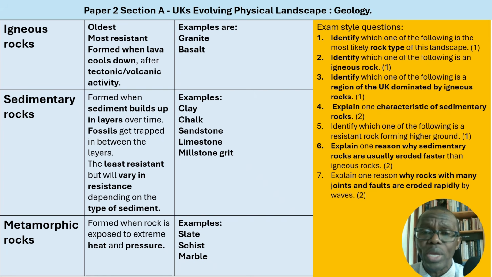And then number 7, to explain one reason why rocks with many joints and faults are eroded rapidly by waves. So of course, that is referring to sedimentary rock because, like we've said, they have those bedding planes, which are what are being referred to here as joints and faults. And because of those joints and faults, the water can force its way into them, and through the process of hydraulic action, which is a type of erosion, force its way into those cracks, and because of the pressure caused by that push of water, cause those rocks to break up.